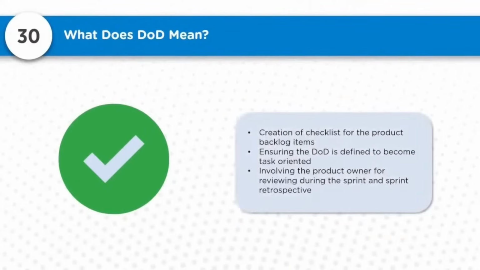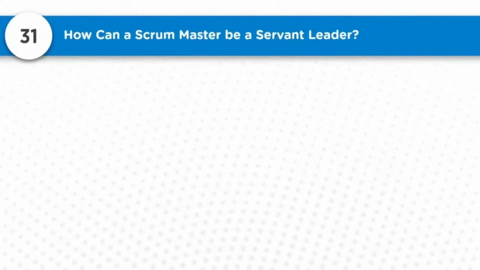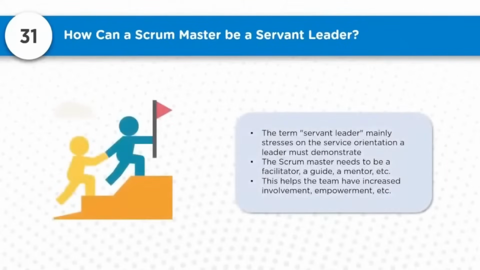Then creation of checklists for product backlog items, ensuring the DOD is defined to be task oriented, involving the product owner for reviewing during the sprint and sprint retrospective. That is about DOD. The next question, how can a Scrum Master be a servant leader? It's a very important thing to understand.